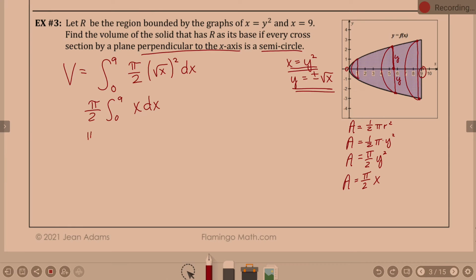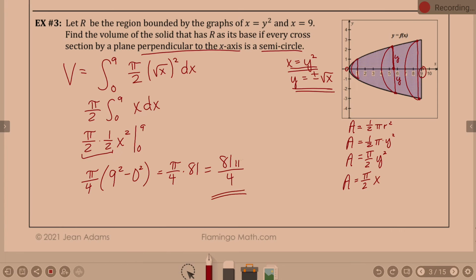Carrying my pi over 2 down, integrating pi over 2 times 1/2 x squared from 0 to 9. I can go ahead and put the pi over 2 and 1/2 together, and it's pi over 4, times 9 squared minus 0 squared. Pi over 4 times 81. 81 pi over 4 is what I end up at.